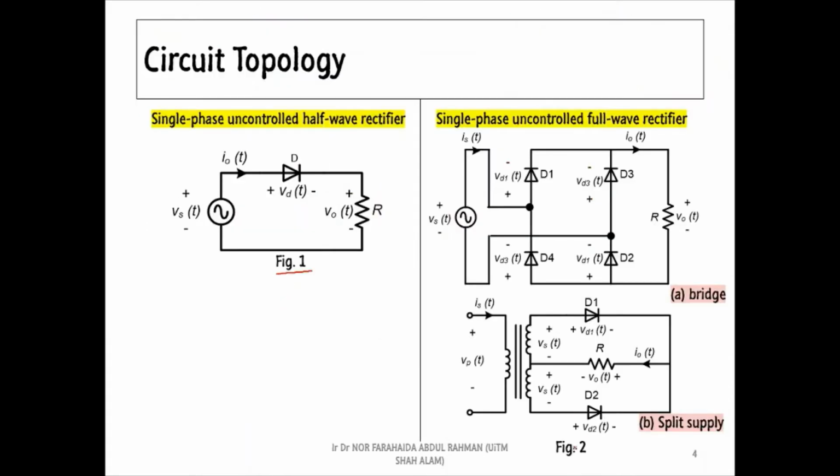Figure 1 and Figure 2 show the circuit topology of single-phase uncontrolled half-wave and full-wave rectifiers respectively. Based on the figures, we can see that the half-wave and full-wave rectifiers are using a different number of diodes. This situation can be explained using a single-phase AC supply voltage waveform.